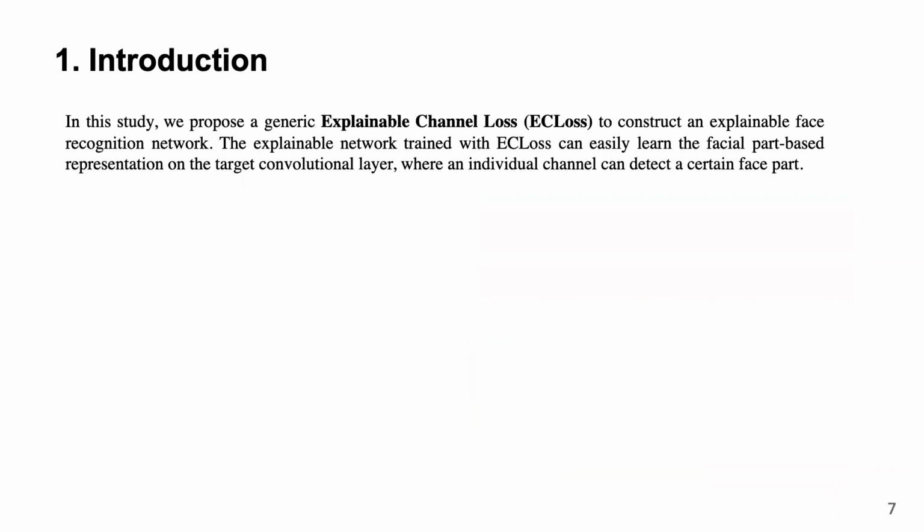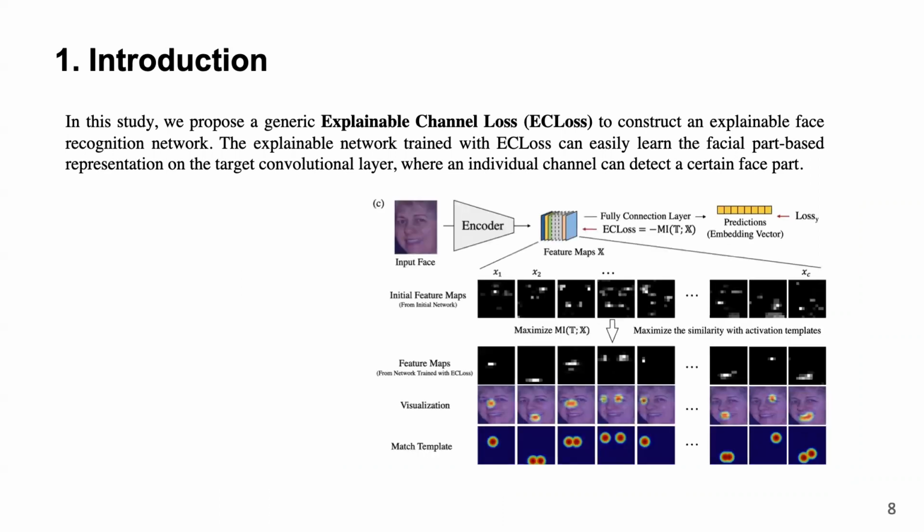So in this study, we propose a generic explainable channel loss, EC loss, to construct an explainable face recognition network. The explainable network trained with EC loss can easily learn facial part-based representations on the target convolutional layer, where an individual channel can detect a certain face part. As shown in the figure, a channel of the explainable face recognition network trained with EC loss can learn semantic parts like eyes, mouth, and nose, and so forth.